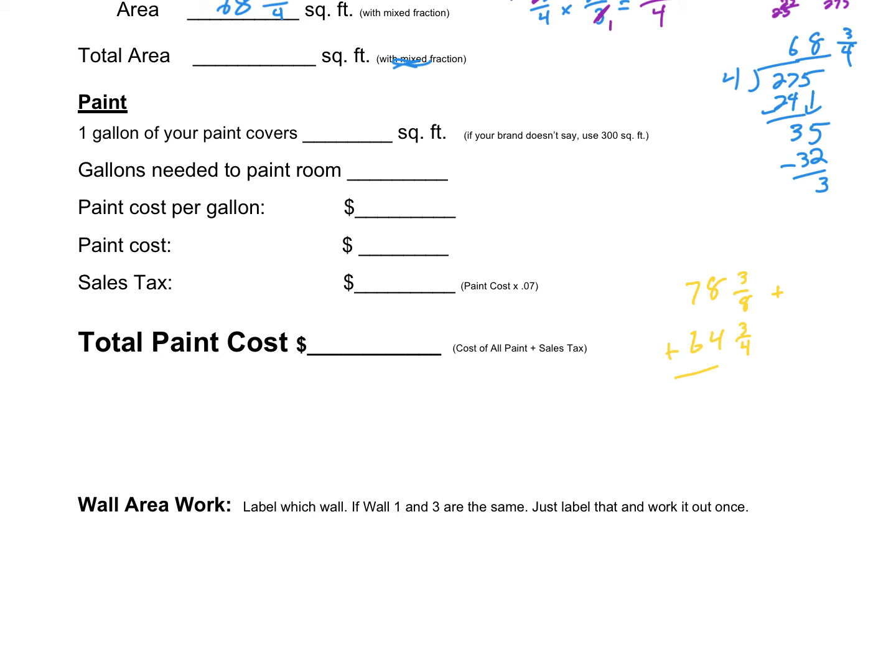Okay, now we can add whole numbers and add fractions. 3/8 is the same as 3/8. 3/4 is the same as 6/8. So that's 9/8. Remember how we did that earlier in the year? Of course you do. Okay, then 68 plus 78. 142 and 9/8. Well, we got to change 9/8 to 1 1/8. So my answer is 143 1/8.